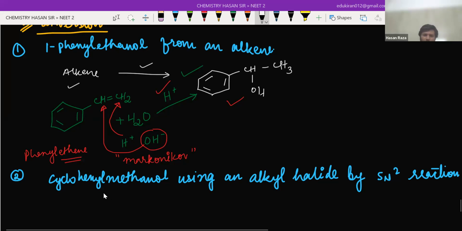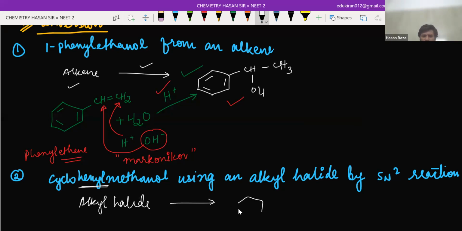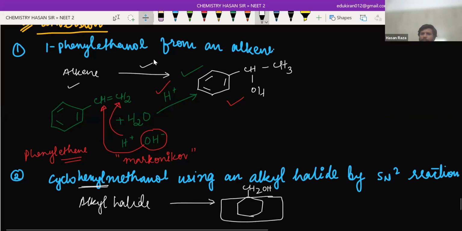Rabia, any answer? Cyclohexyl. No, it's wrong. Aisha, you took the benzene again, but here it is cyclohexyl. So you are going to take cyclohexane and then make cyclohexyl. Now, just wait a minute. So what you need to prepare from alkyl halide, you need to prepare this cyclohexyl methanol. So this is your scenario in which this part is your cyclohexane, not benzene. Is that clear, Aisha?